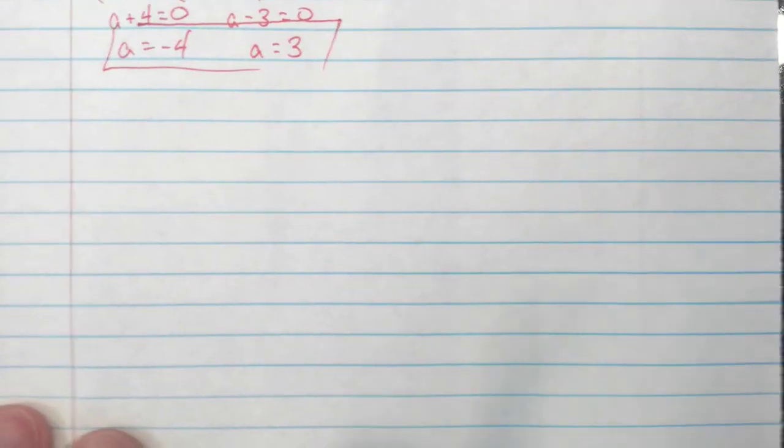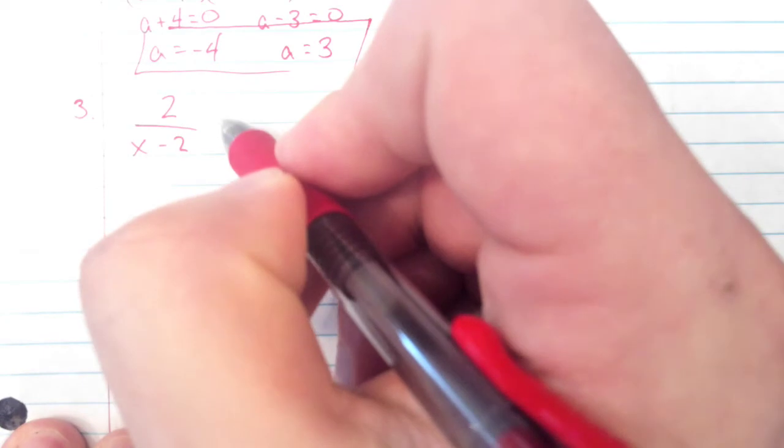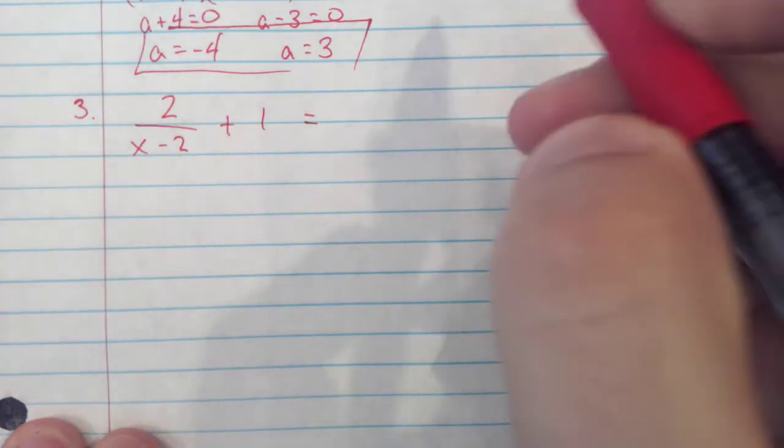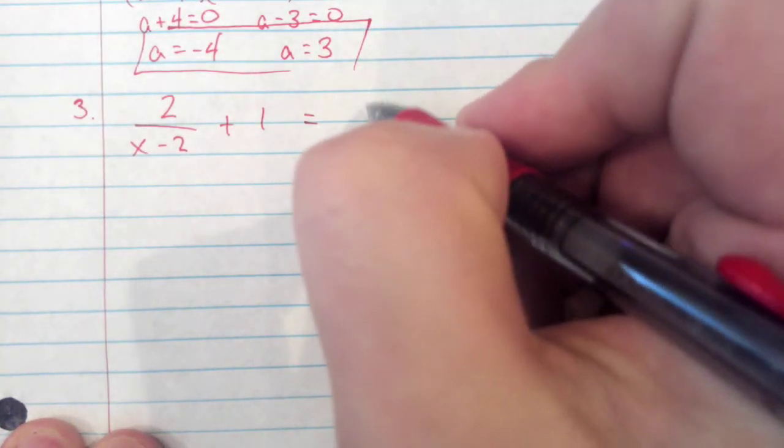A third example for you. It's 2 over x minus 2 plus 1 equals x over x plus 2.